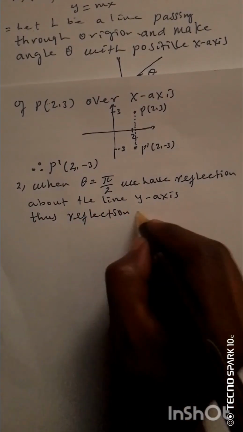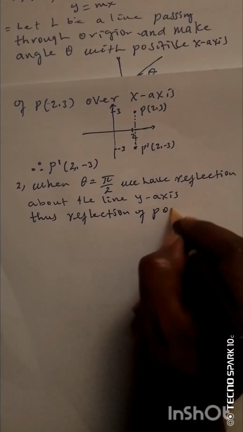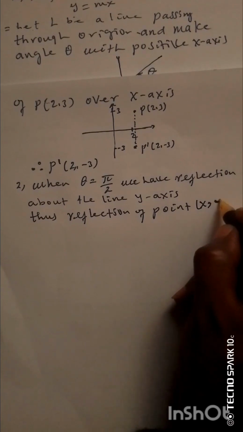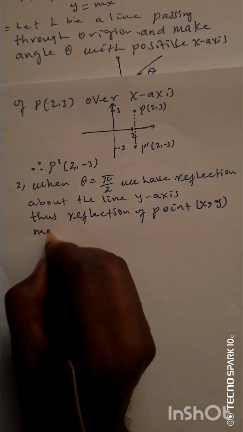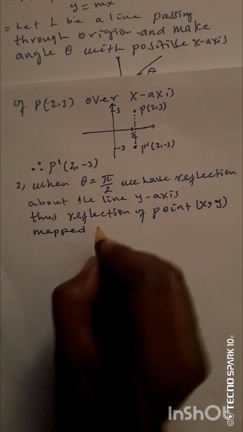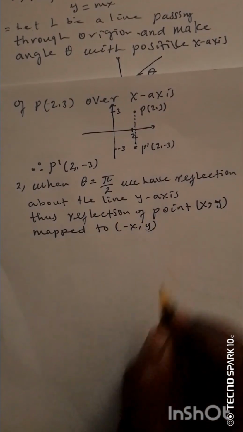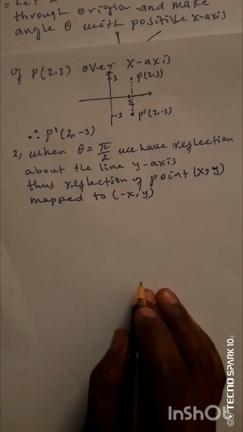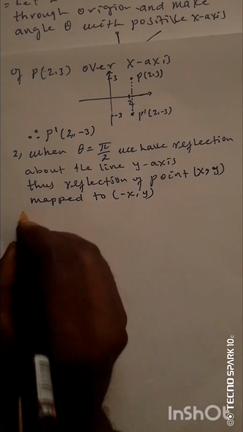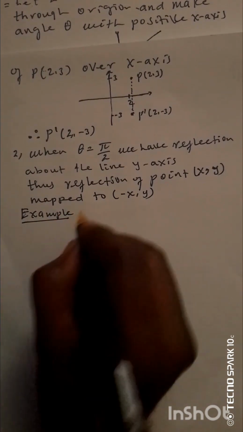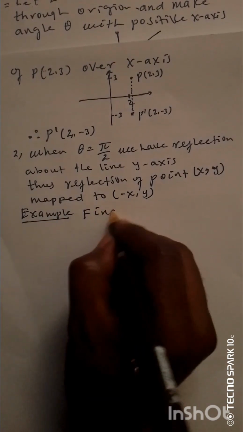So if you take a point x, y, its image is mapped to minus x comma y, because theta is pi over 2, cos of pi over 2 is 0, sin of pi over 2 is 1. Therefore the image became on the second quadrant, that is the point x, y became minus x comma y.